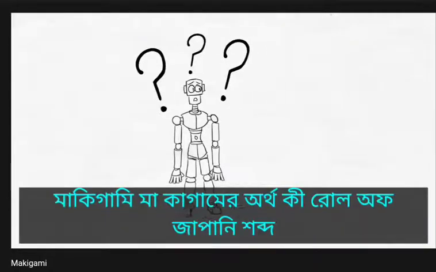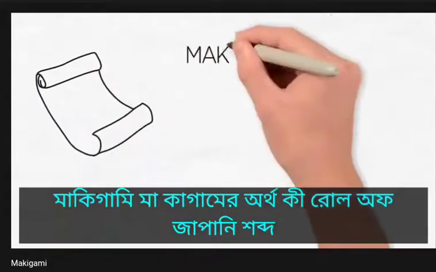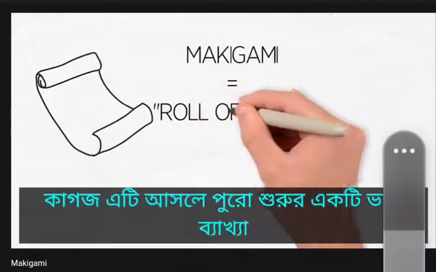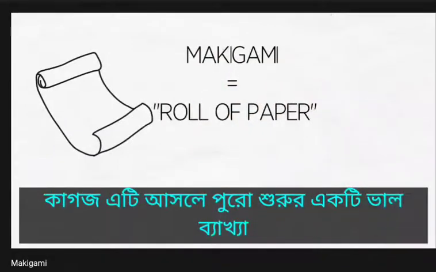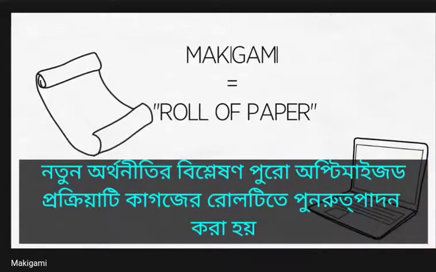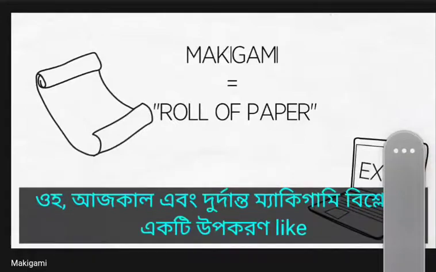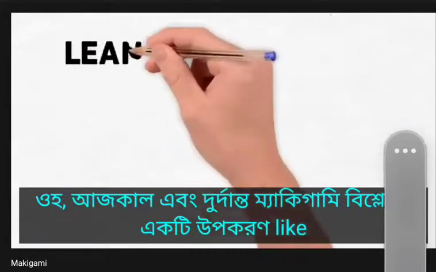What is the meaning of Makigami? Makigami is a Japanese word for roll of paper. This is actually a good explanation of the start of the whole Makigami analysis. The whole optimized process is reproduced on a roll of paper, or like nowadays in Excel.